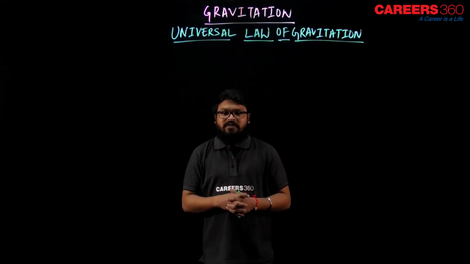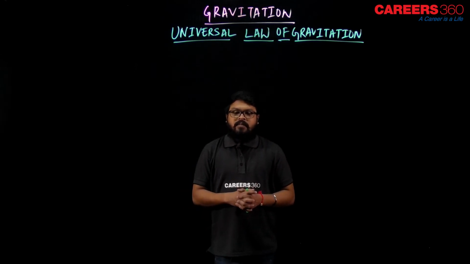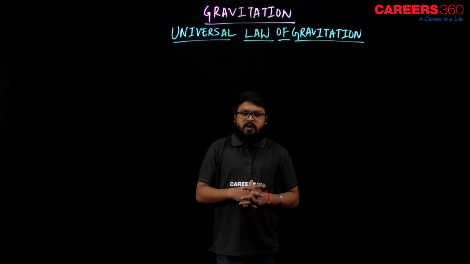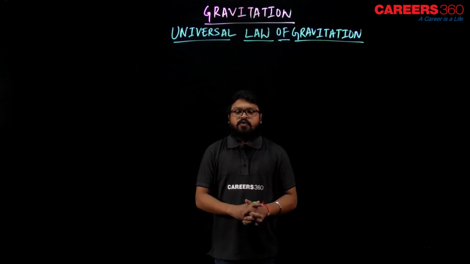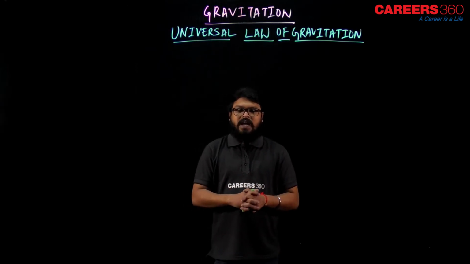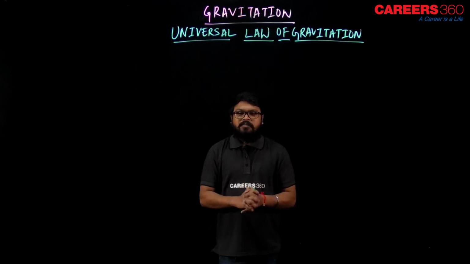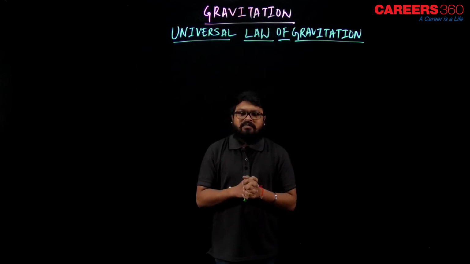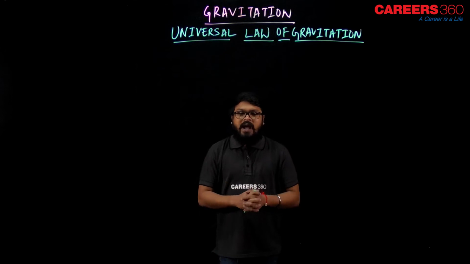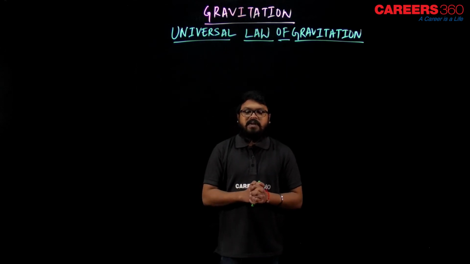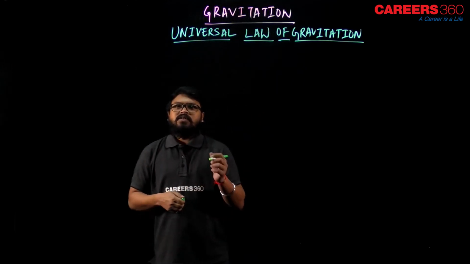Now, according to this law of gravitation, it states that the force between any two bodies would be attractive in nature, and that force is directly proportional to the product of masses of those two bodies and inversely proportional to the square of the distance between them. Let us see what is that. Okay, so the statement.